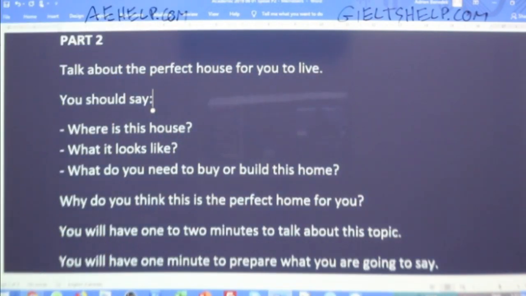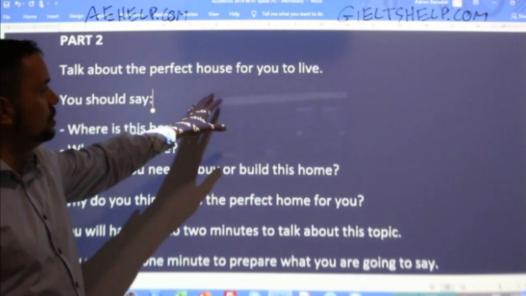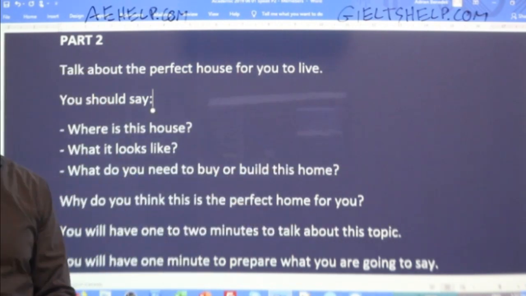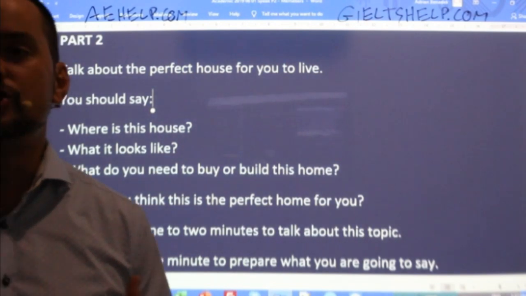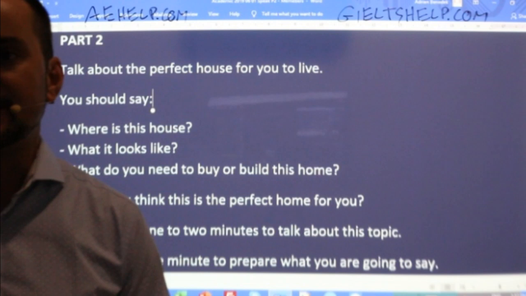What is this one? Talk about the perfect house for you to live. What is this one? Okay, the actual question was talk about your dream home, but this is kind of the same idea.